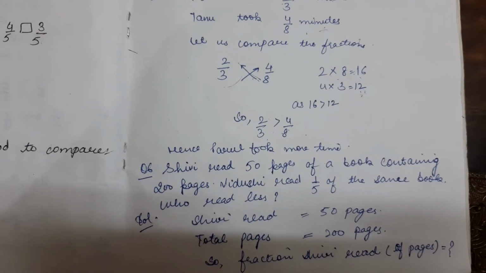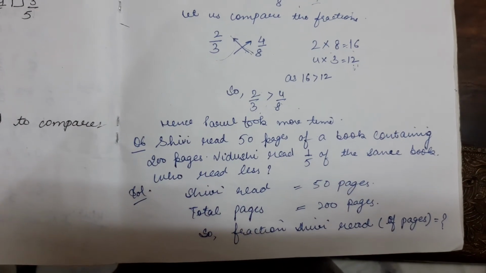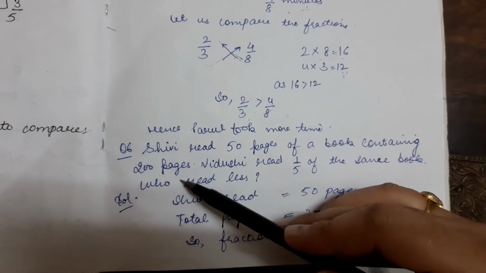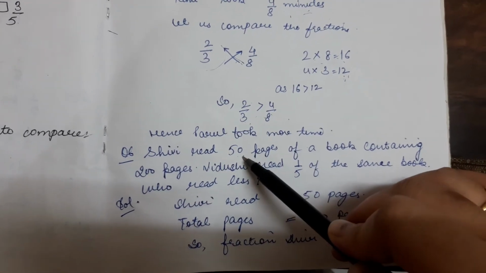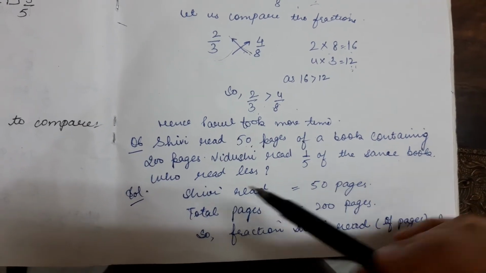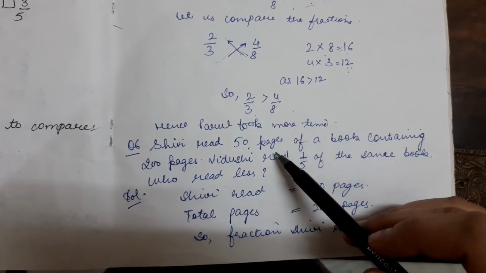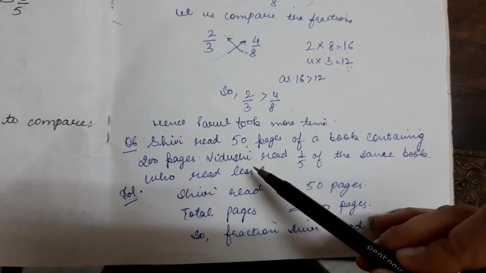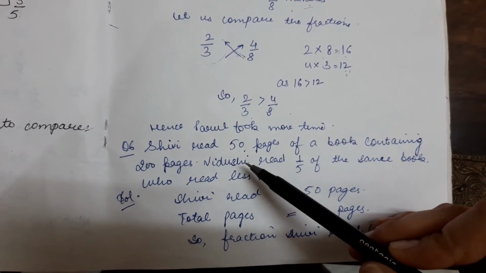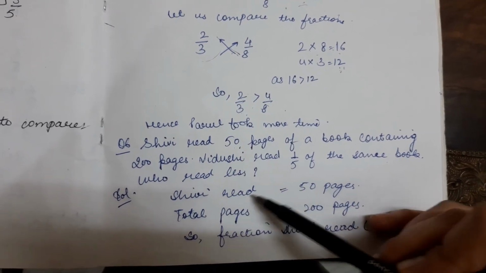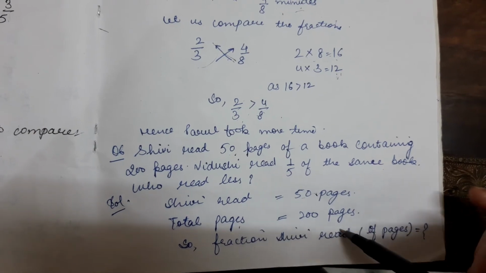Sixth question is, Shivi read 50 pages of a book containing 200 pages. Means total 200 pages are there and she read only 50 pages out of that. Vidushi read 1 by 5 of the same book. Who read less? So firstly, I should know what is the fraction of Shivi. Then I can compare. So let us find the fraction of Shivi, that how much fraction she has read the book. So Shivi read 50 pages and total pages are 200.